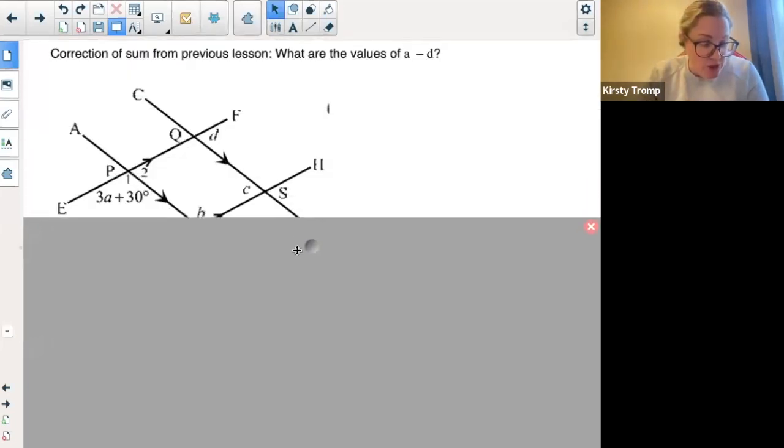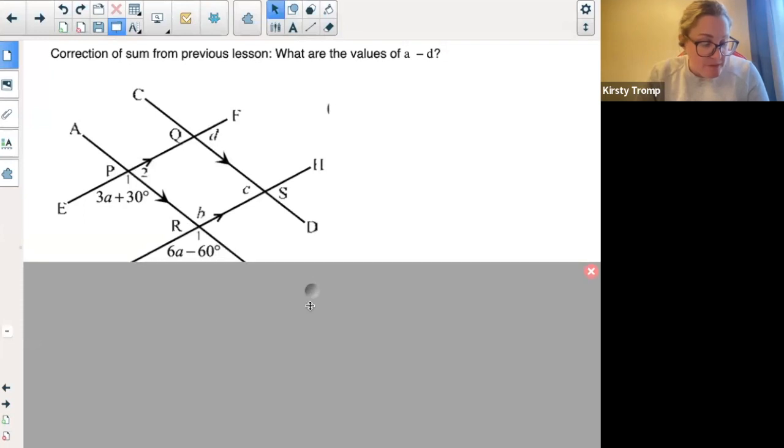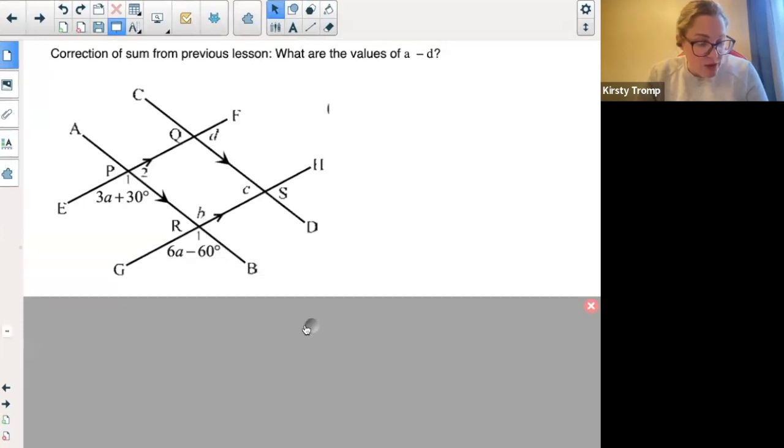But before we do that, Miss Cat wanted me to go through this question with you. She says we're doing a correction of a sum from the previous lesson. So in the previous lesson, I'm guessing that you had this question that you did together, and I think that there was maybe a mistake with it. So we're going to go ahead and correct this question tonight.